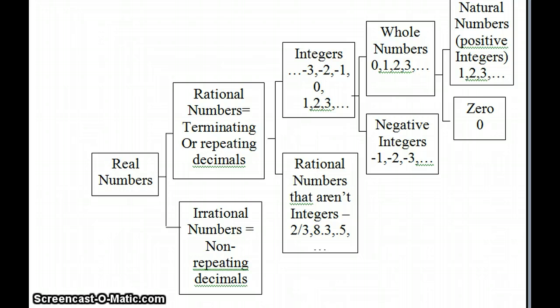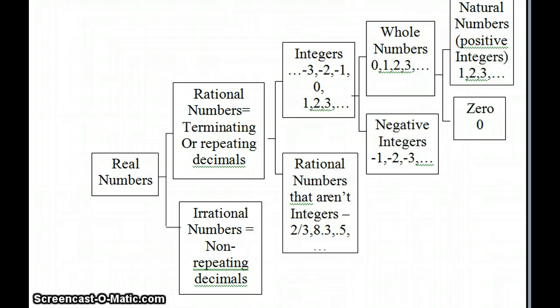One of your homework assignments on your practice test asks you to name all the integers between two particular numbers. So what you would want to do is plot those two numbers on a number line and then list all of the whole numbers, both positive, negative, and 0, that are between those two points.